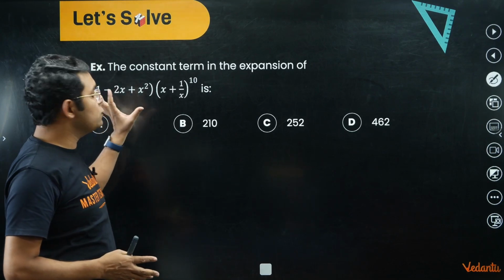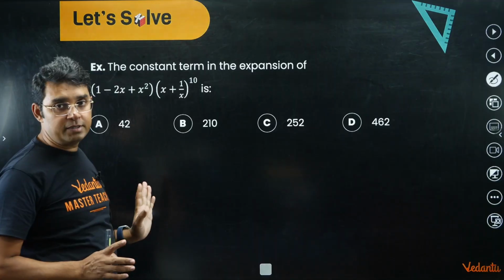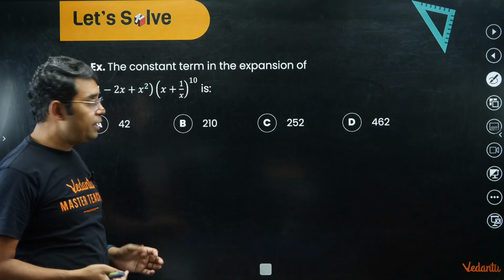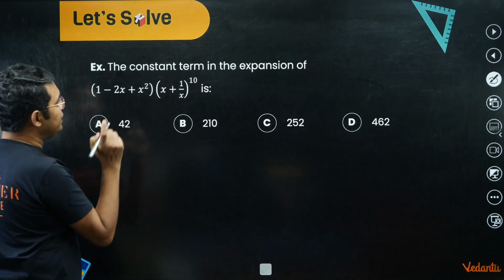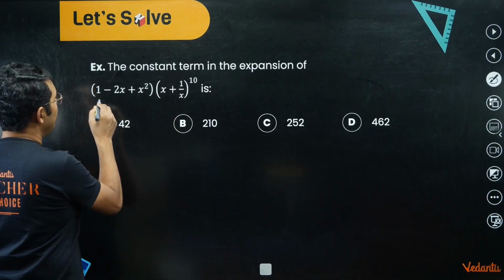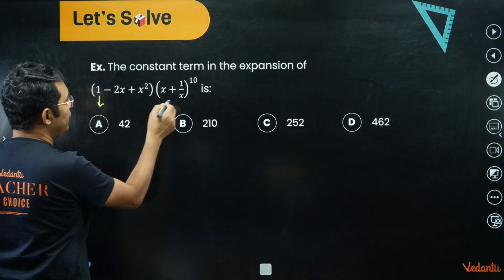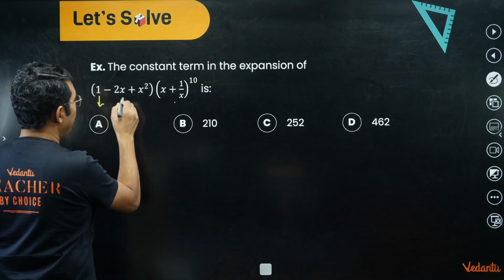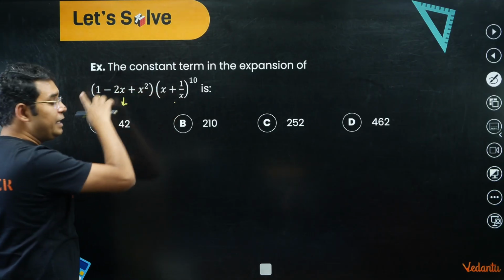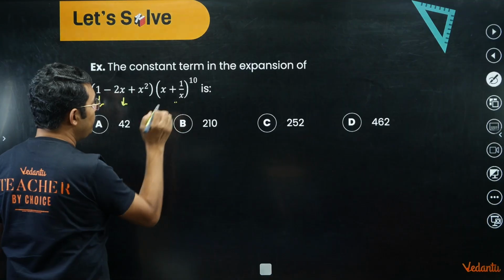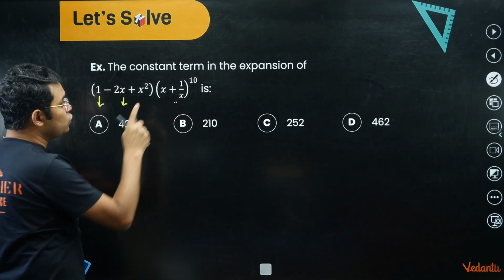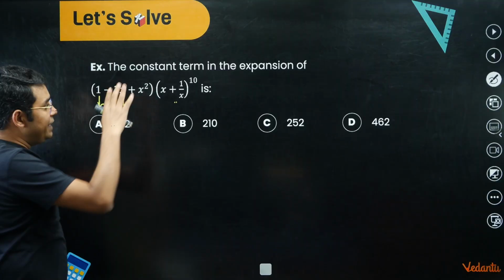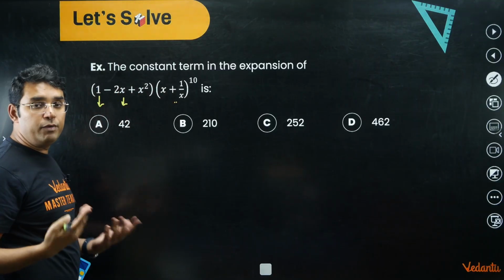But in this case it is not a polynomial because a 1 upon x term is coming, so we have to treat it separately. So what we will need, because we are looking for the constant term, is the term of constant here which multiplies with 1, the term of x power minus 1 that multiplies with 2x, and then the term of x power minus 2 that multiplies with this. So these three terms when multiplied will give you the constant term.